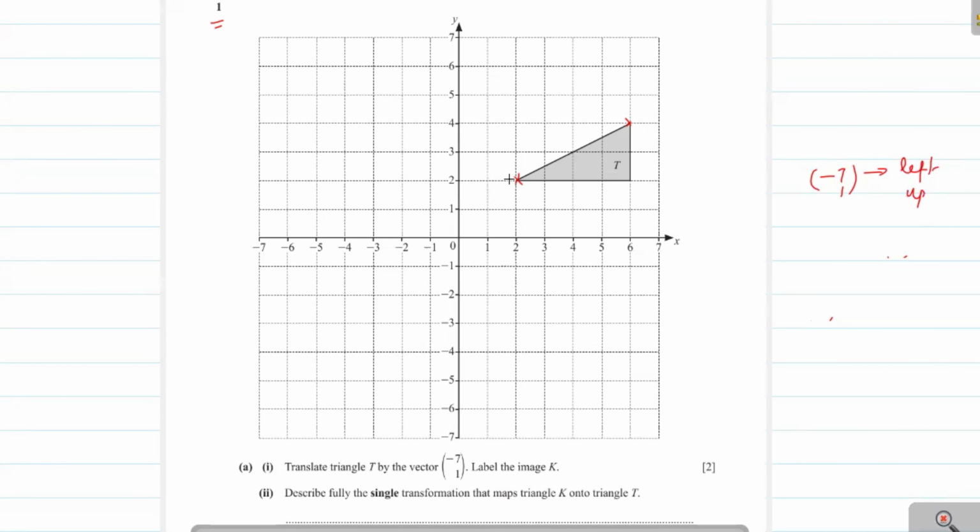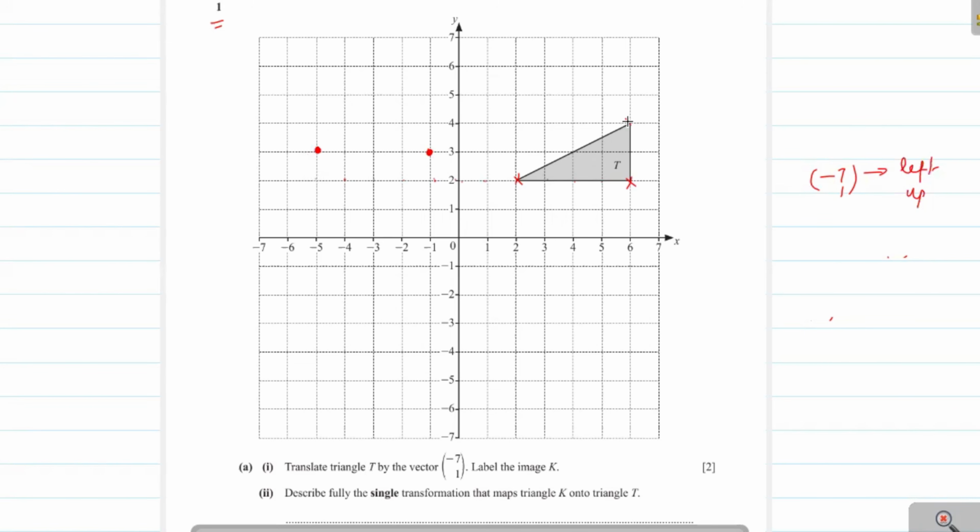Now you see here the first point. First we take the image of this point. Now we move 7 units left, 1 2 3 4 5 6 7. This is 7 units left and 1 unit up. This point will be the image point. Now next we take the second point. For this point we move 7 units, 1 2 3 4 5 6 7, and 1 unit up. This is the image point.